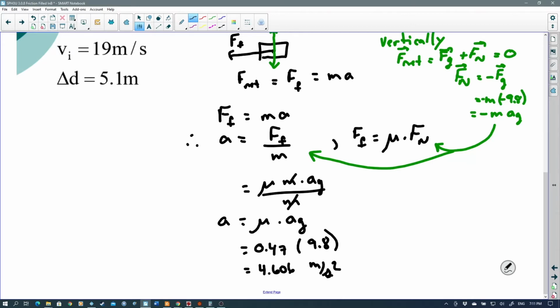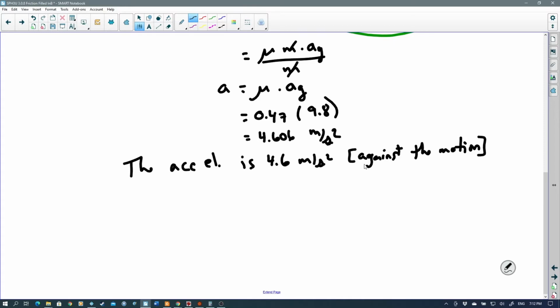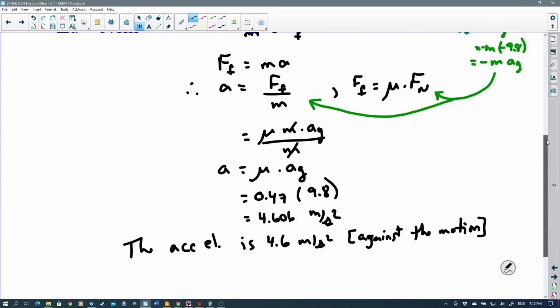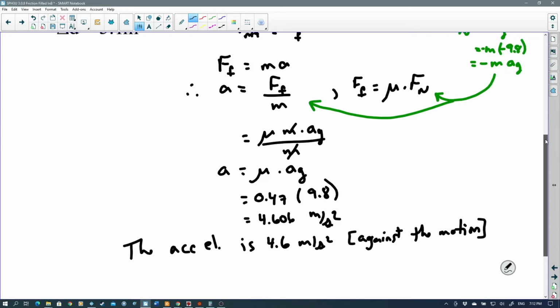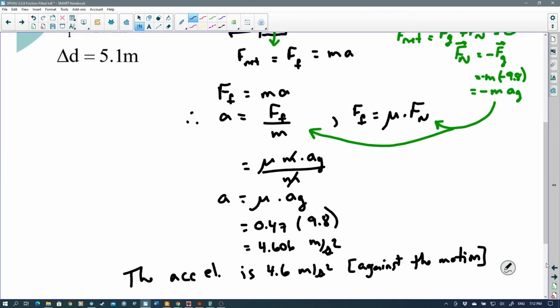Now, if you wanted to write a sentence for the first part, you could write the acceleration is, and we're dealing with two significant digits, if I'm not mistaken, for all of these numbers. So you could write it as 4.6 meters per second squared. And the direction is against the motion, because it is decelerating. But when I use the new acceleration that we just calculated, I'm actually going to use the 4.606 because I don't want to lose the precision of that number in the second part of the question. So we've just calculated the acceleration. We've done so with the force of friction, which is the only force acting on the puck.